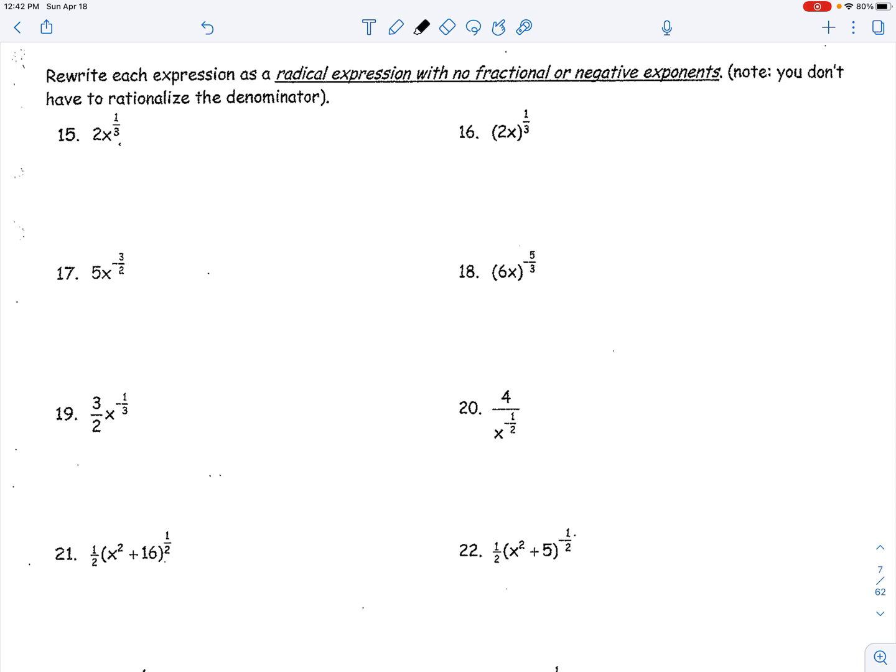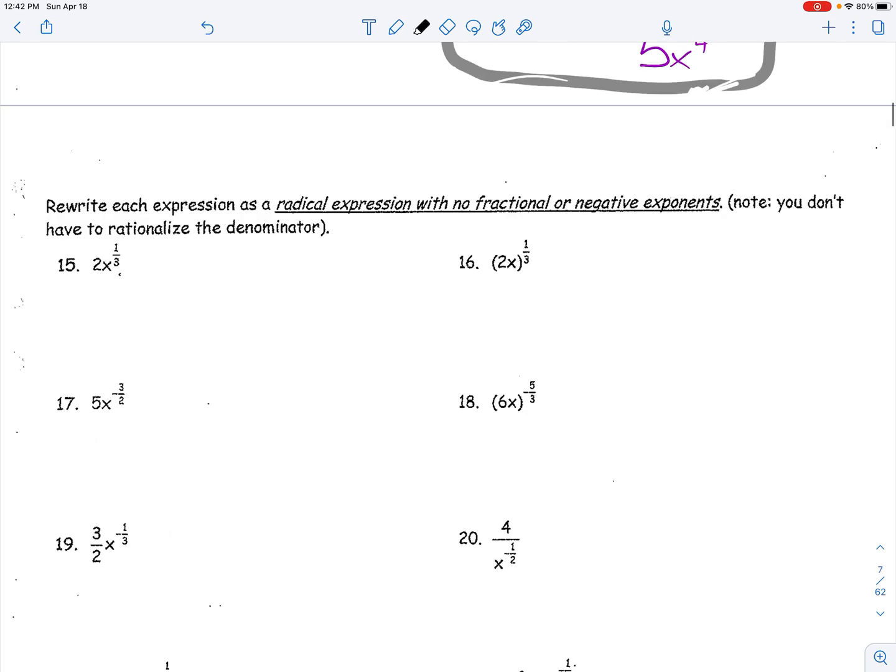All right, so it looks like the reverse process here of what we just did on page 6. Rewrite each expression as a radical expression with no fractional or negative exponents. You do not have to rationalize the denominator. So we're going backwards here. We're writing our answers now with no fractional or negative exponents, right?